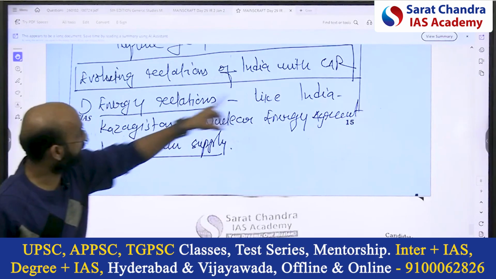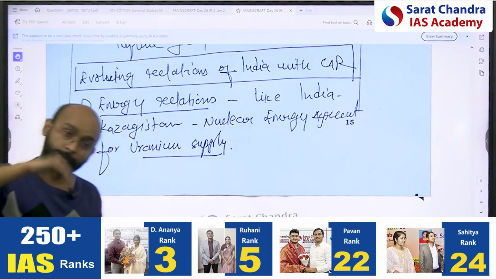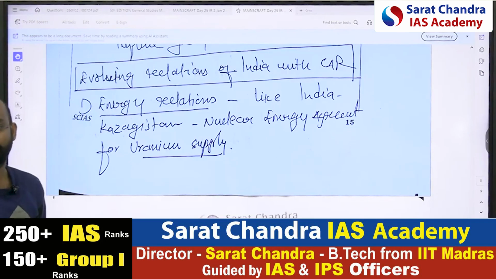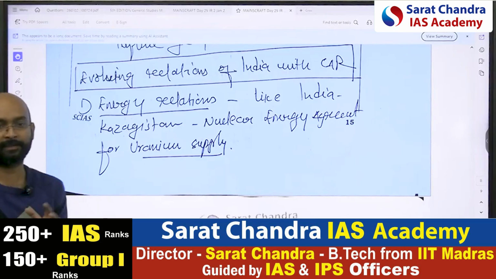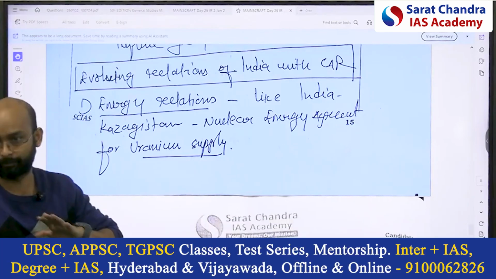Evolving relation of India and CAR: energy relations. Here I have not used that framework. You will see the framework, but I have not used the words geostrategic and geoeconomic, as that is not required every time. Otherwise it will be like copy-pasting. So in one answer I use that, in another answer I show something else. I am not mechanically using a template everywhere.